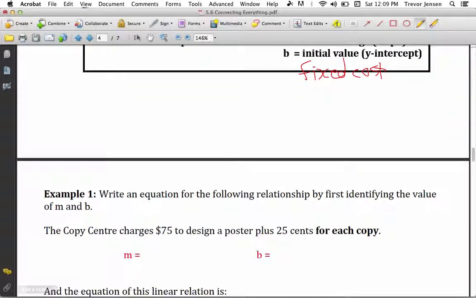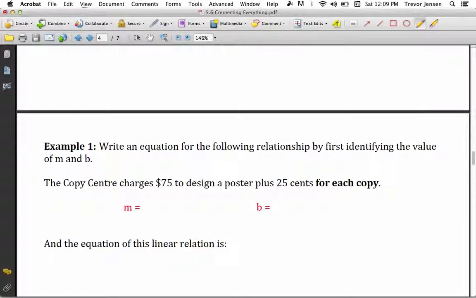And let's do this example here. Write an equation for the following relationship by first identifying the values of m and b. So we need to read the sentence here. The copy center charges $75 to design a poster, plus 25 cents for each copy. So we need to think, first of all, which one of these is our rate of change, or our variable cost, and we need to think which one of these is our initial value, or our fixed cost.